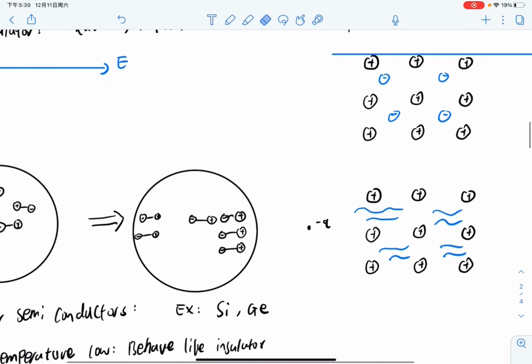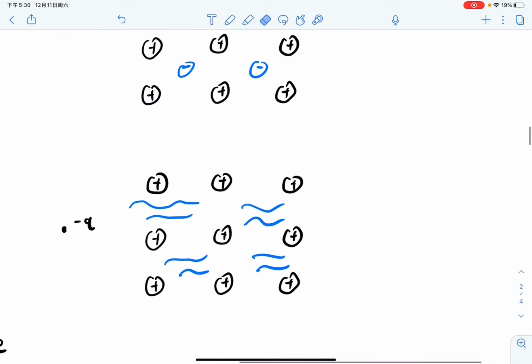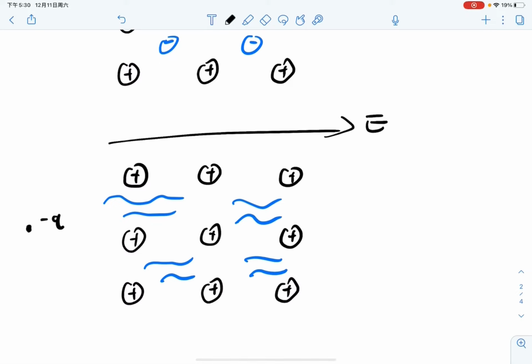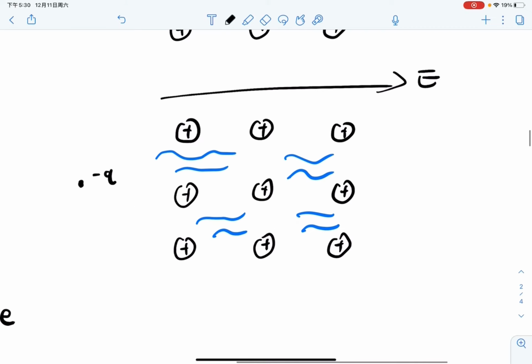And next, you can visualize it as the electron sea model. So it is like the negatively charged electrons are like water. When you apply an E field in that direction, the water will just flow that way, freely.